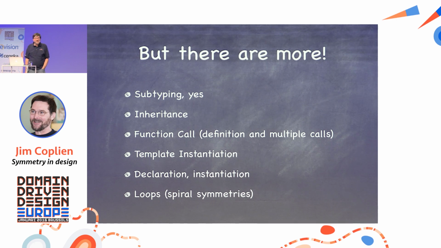Function calls are also a symmetry. Template instantiation is a symmetry. Declaration, instantiation, loops. Loops are a special kind of symmetry that in physics are called spiral symmetries. And so if you look at the programming languages that are elegant, pure, beautiful, like Lisp and Smalltalk, they express symmetries.